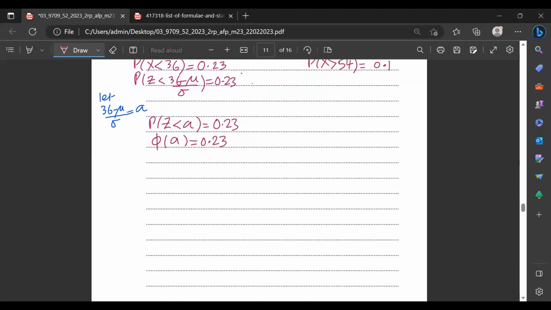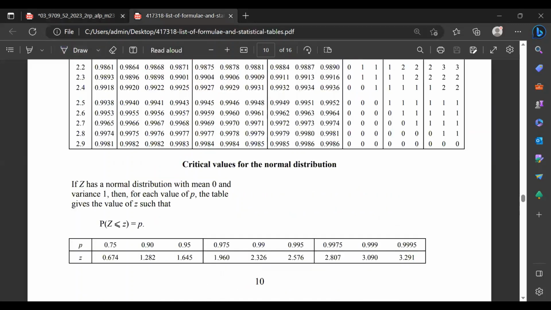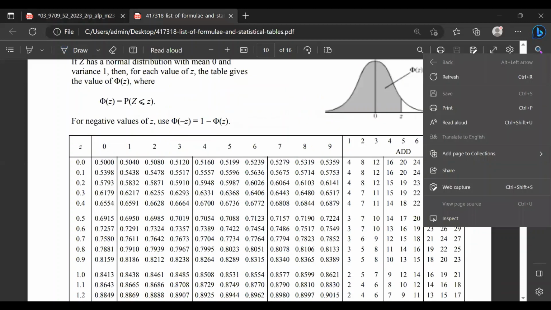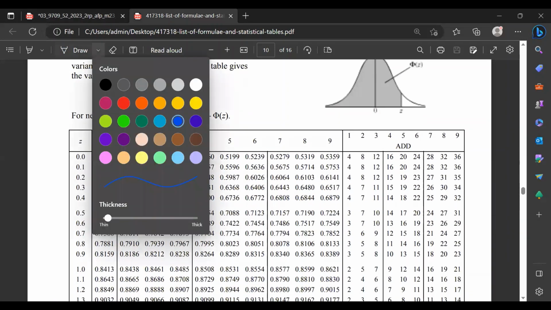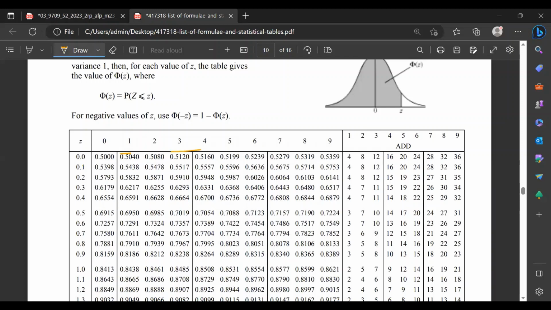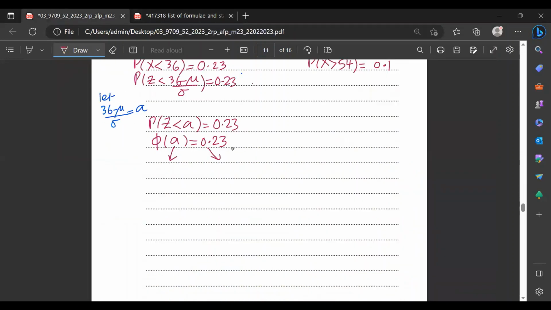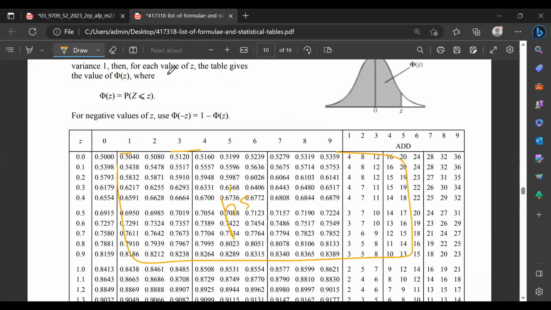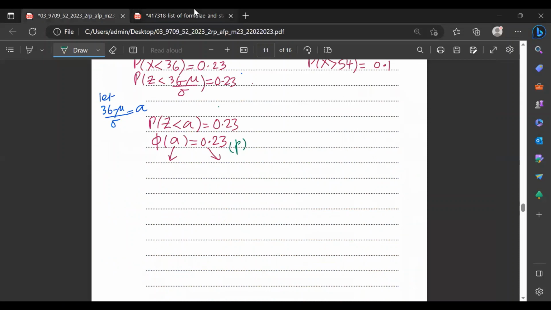In this case, this is called the z value and this is p. So here p is given. So p is given means that in the table, z is here, and this whole spread of numbers is p's. So here try to find the value of p equal to 0.23. Find 0.23 here in the table. So 0.23 is not here. The smallest value of p which you can find in the table is 0.5, but 0.23 is not there.